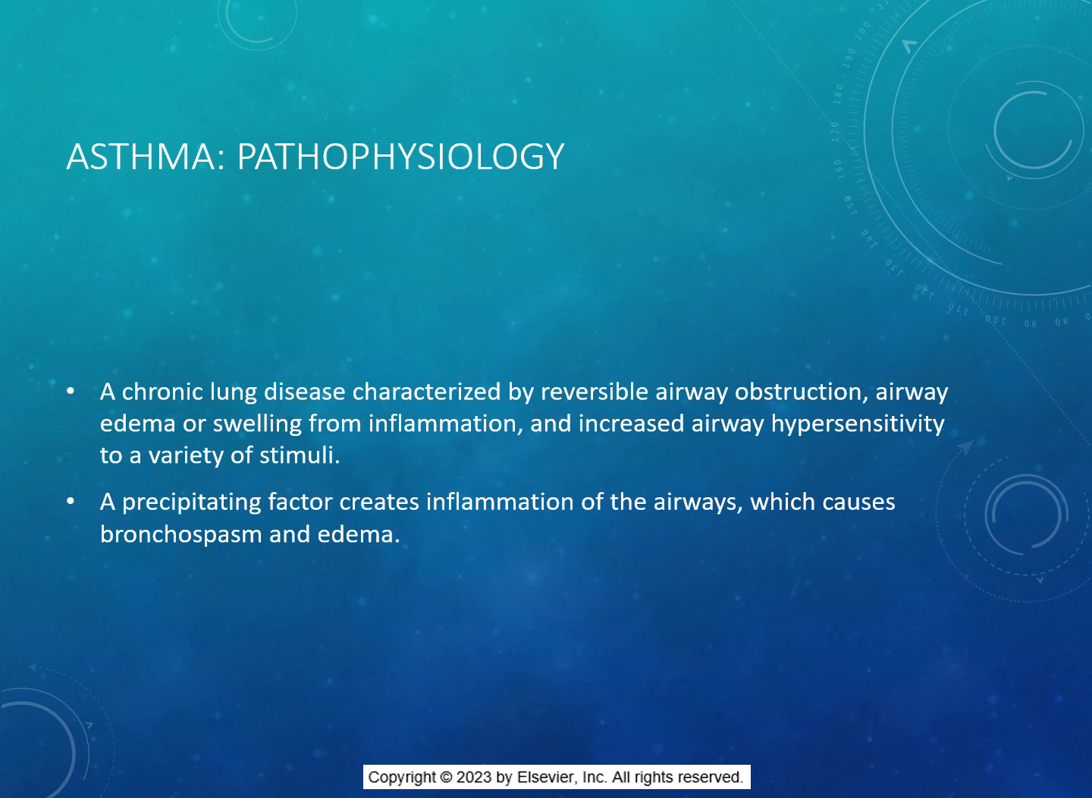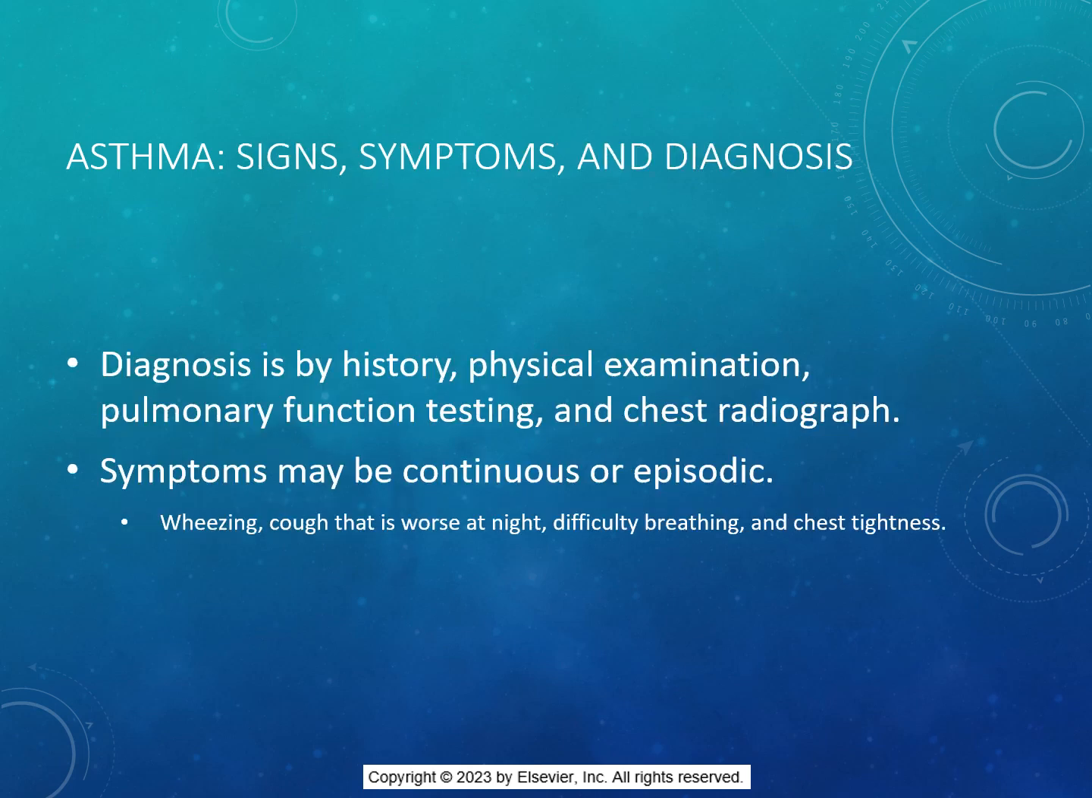Dyspnea is indicative of inflammation of the airways, mucosal edema, and excessive secretion of mucus. These can all cause plugging of small airways. With bronchoconstriction, there is further obstruction and narrowing of the airways, which limits airflow. Diagnosis is by history, physical examination, pulmonary function testing, and chest x-ray. The symptoms can be continuous or episodic. Findings would include wheezing, a cough that is worse at night, difficulty breathing, and chest tightness.